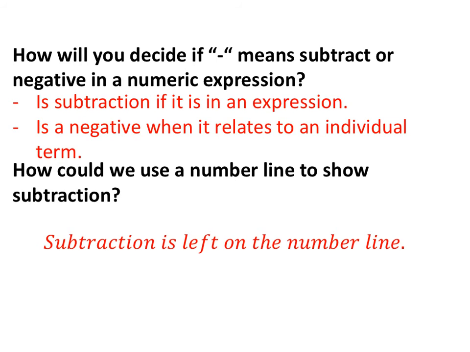So a negative tells us the sign. But as we've seen, it is possible when you add negatives to convert that sign into the operation of subtraction as well. So how could we use a number line to show subtraction? Well, subtraction is to the left of the number line. But subtracting negatives is actually going to the right on the number line.